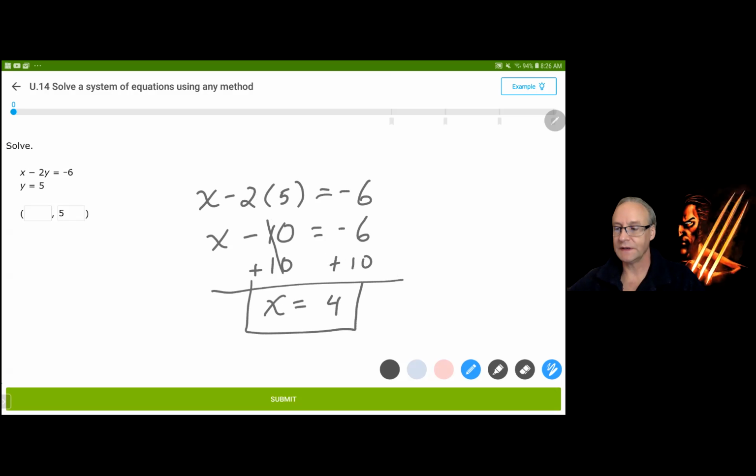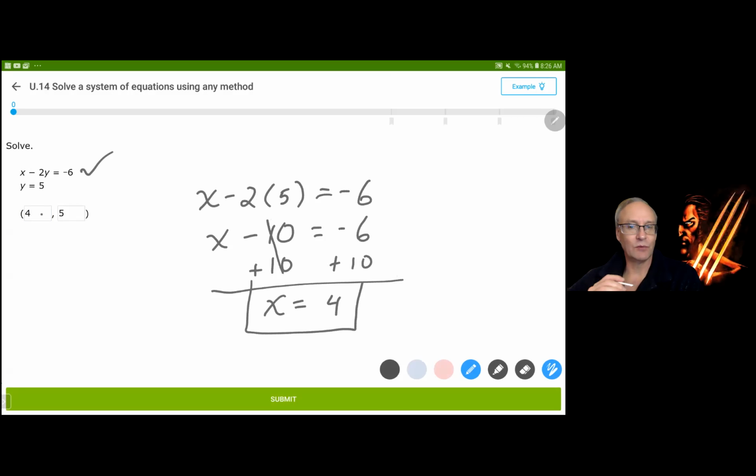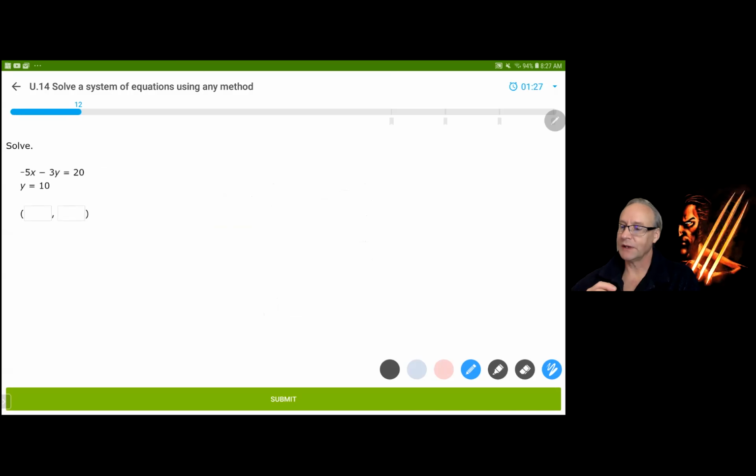And y, of course, is 5. And we could test it for minus 10 is -6. So I tested it, put the 4 in, and we're done. Well, let's take a look at a more interesting one. Oh, come on. I was having a little lag earlier. Hopefully it won't happen again.